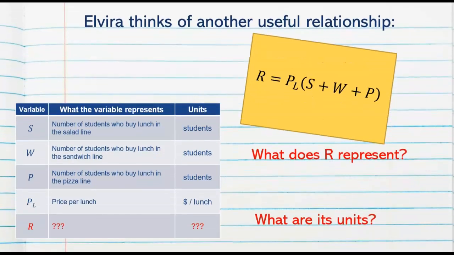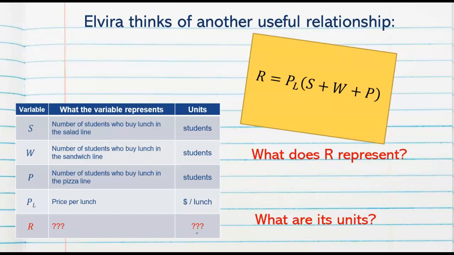All right, so here's another useful relationship that Elvira thinks of. R equals P sub L times the quantity S plus W plus P. Here are the things those variables represent. We talked a little bit about S plus W plus P, right? We just add all those students together. And P sub L is the price per lunch. So what is R going to be overall? How do we figure out what R is? What does it mean?